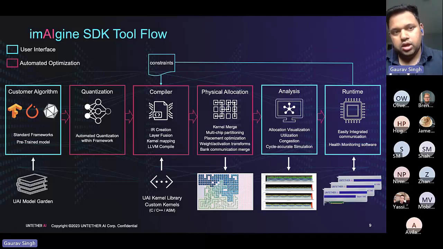You can figure out which bank is congested. And by congestion, I mean they are looking for data, they're ready to take it on, but they are waiting for something else, like a bottleneck. And lastly, the runtime, which has health monitoring software. It gives you all sorts of information, for example, how fast the neural network is running, temperature, etc.